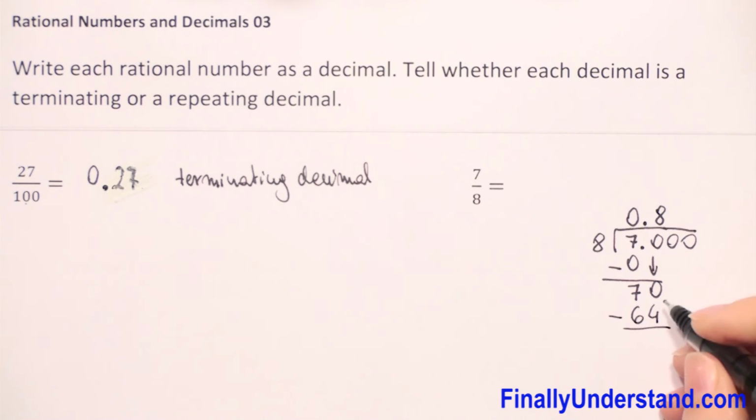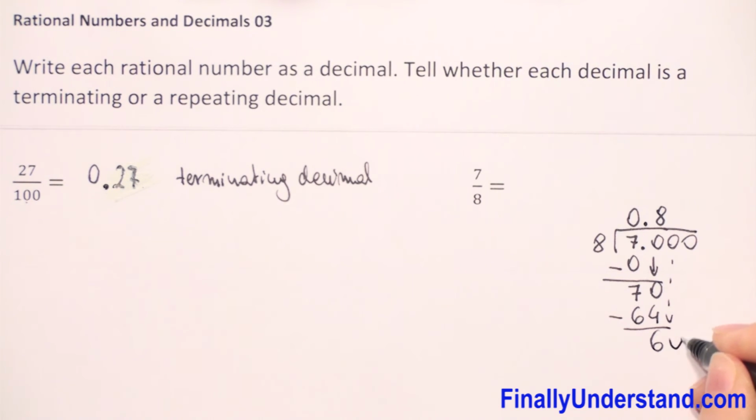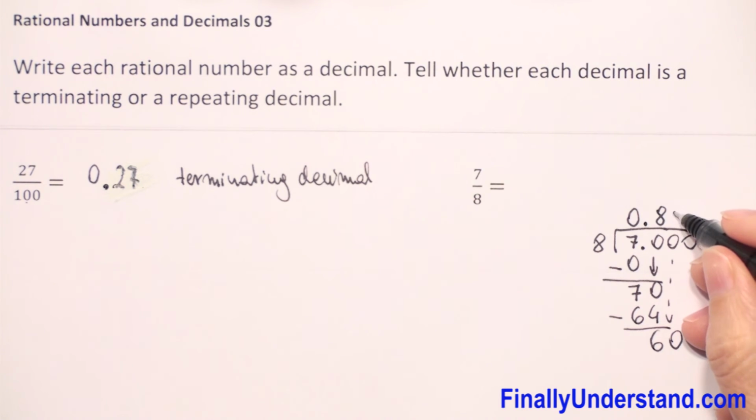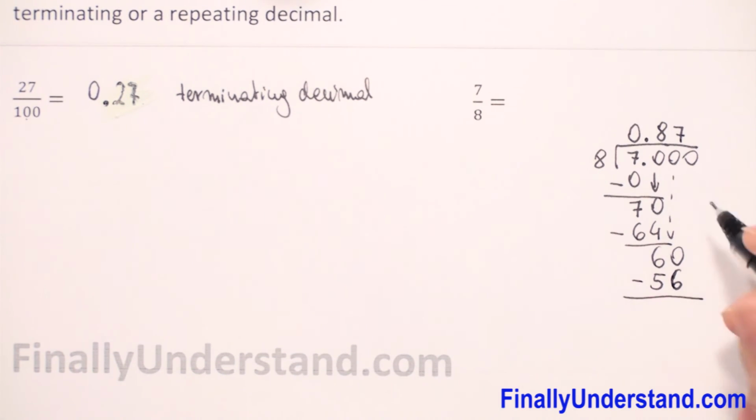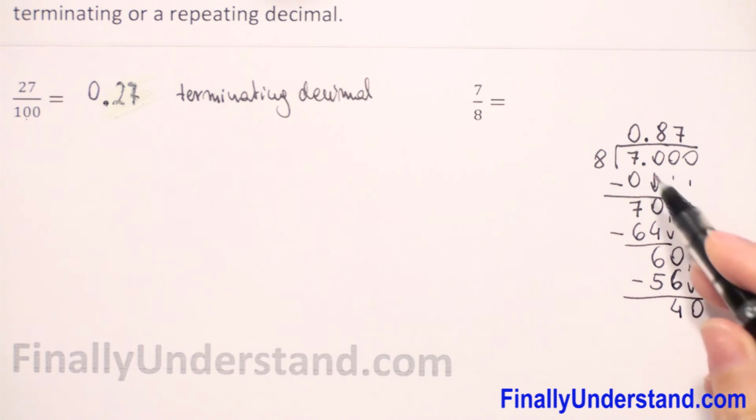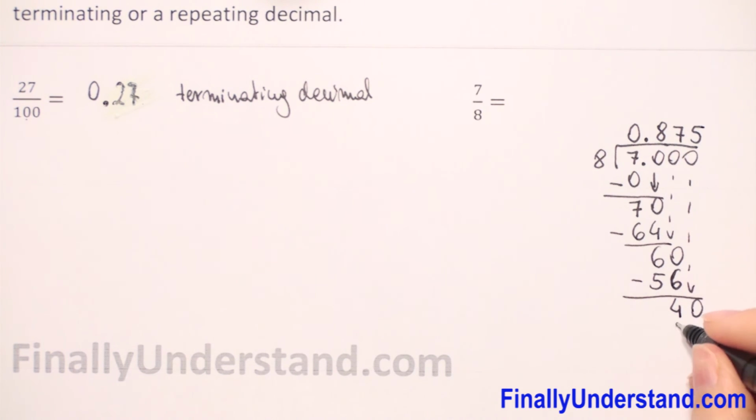Now we have to do subtraction. 70 minus 64 is 6. We have to take down the next 0. 60 divided by 8 is 7. 7 times 8 is 56. Subtraction. 60 minus 56 is 4. We have to take down the next 0. So we have 40 divided by 8 is 5. 5 times 8 is 40.